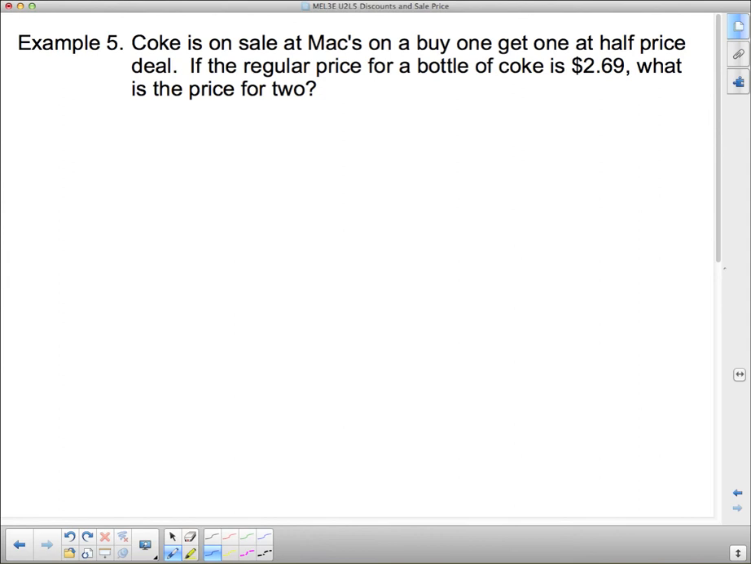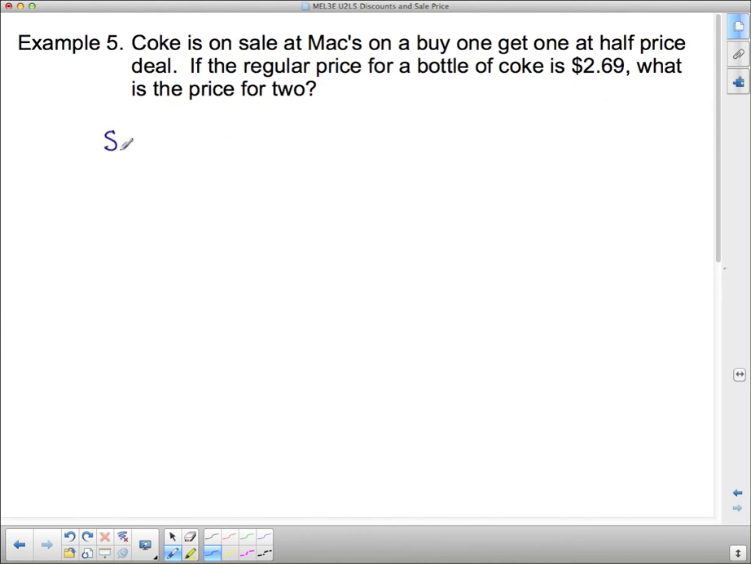Okay, now the last thing, Coke is on sale at Max on a buy one, get one at half price deal. If the regular price for a bottle of Coke is $2.69, what is the price for two? Well, the first one is $2.69, but the second one is only half of that, so we got to take half of that.